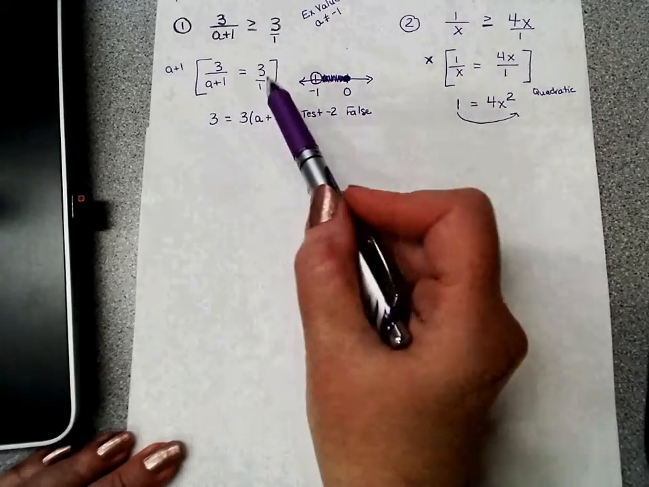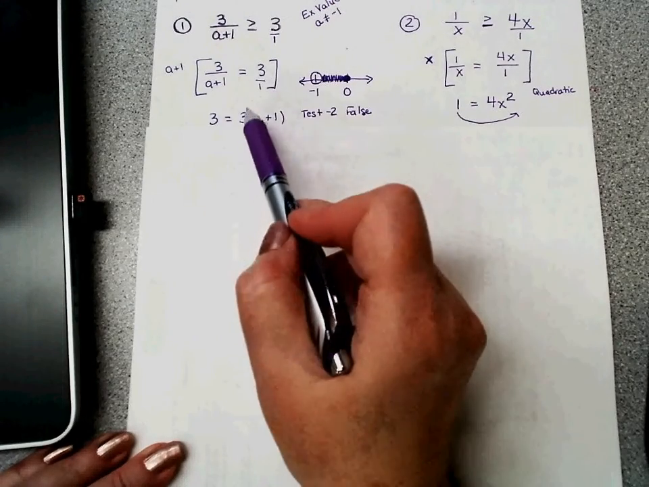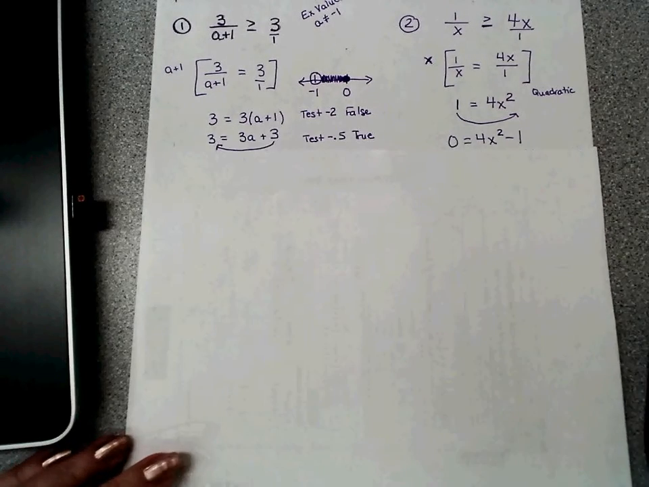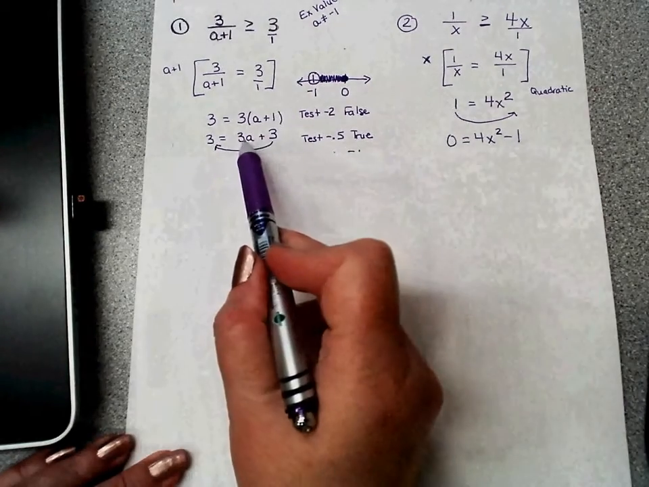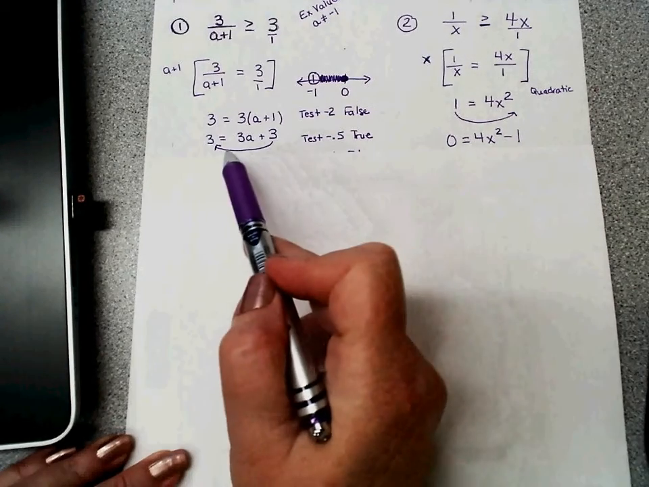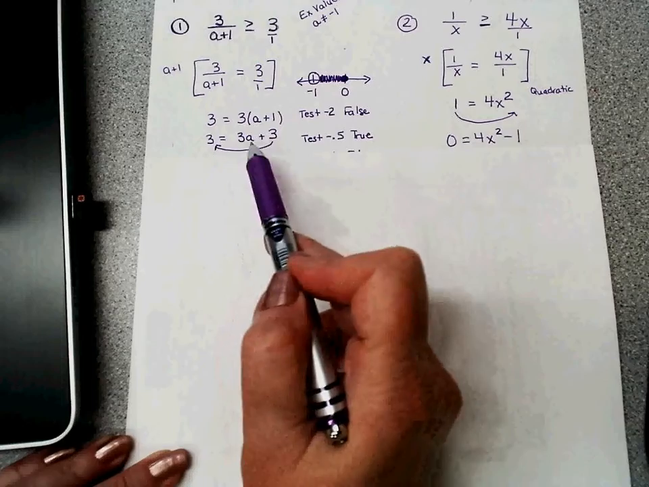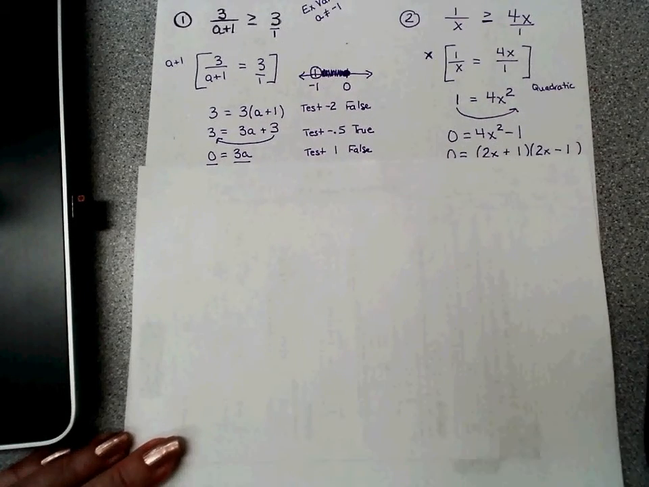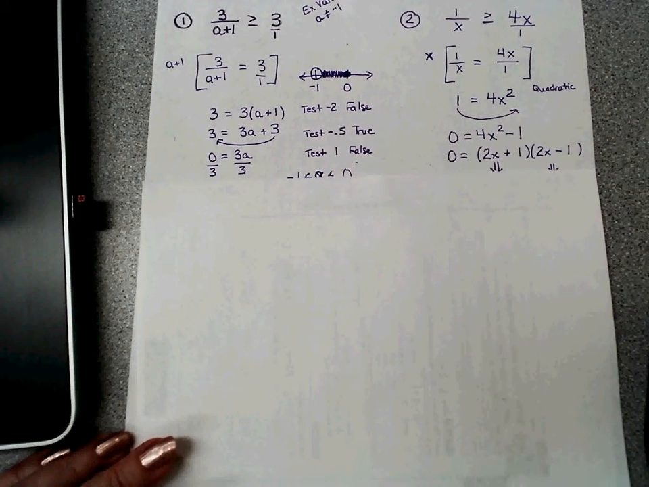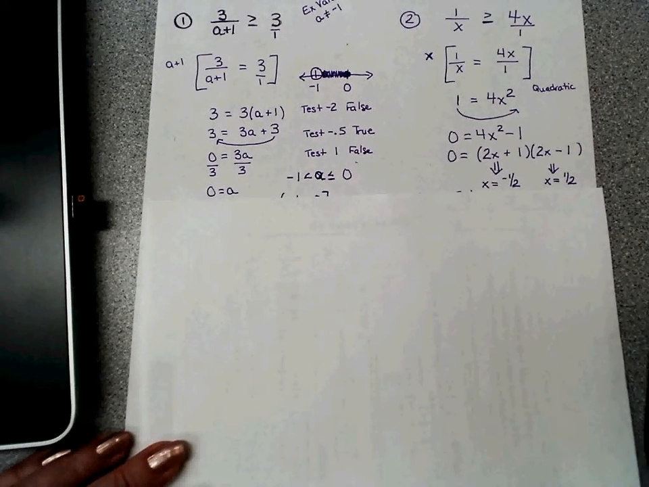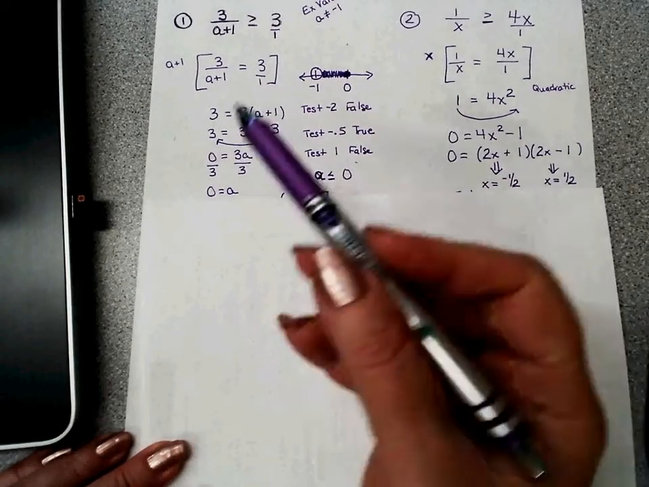The 1 won't cancel anything, so I'm going to have 3 times a plus 1. I distribute, and I get that. 3 equals 3a plus 3. I move this 3 to the other side, as denoted by that arrow. It becomes a -3, and now I have 3a equals 0. I divide both sides by 3, and 0 divided by 3 is 0, so a equals 0. So now I have my answer and my excluded values.